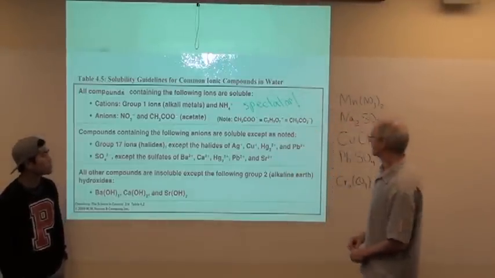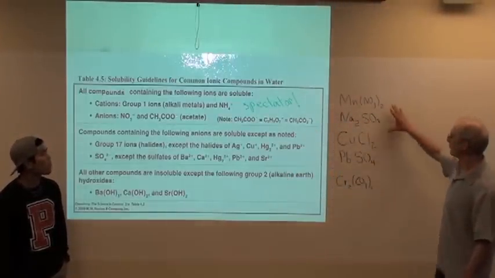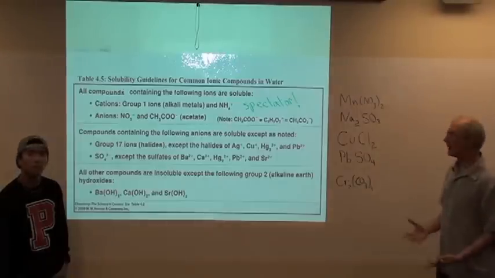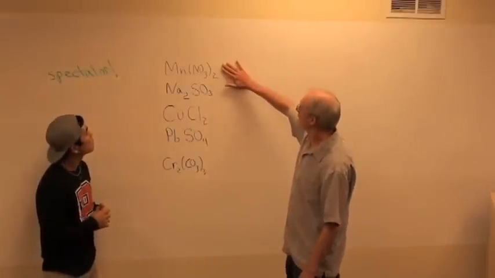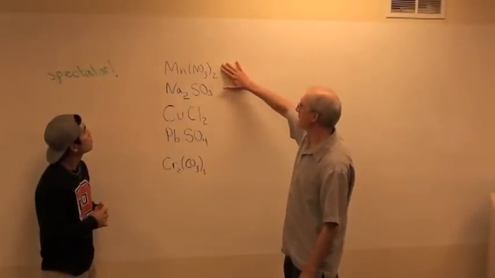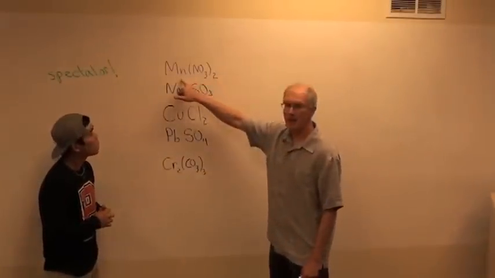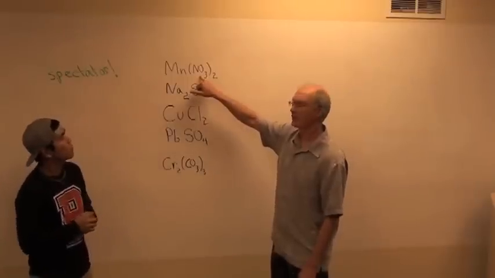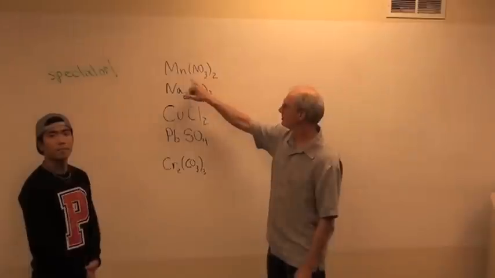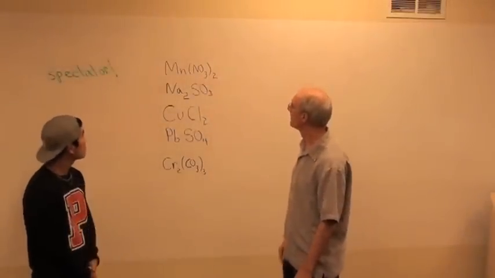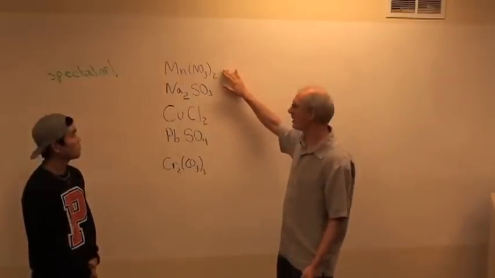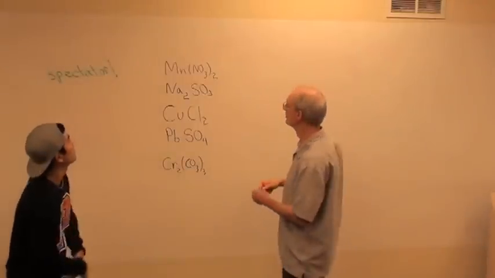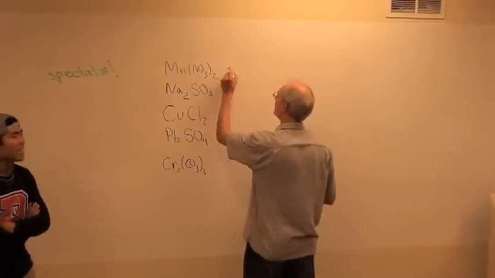And so we have a few examples over here of compounds, and let's use the rules to determine whether they're soluble or not. So, manganese 2 nitrate. I know that that's manganese 2 because I know nitrate has a -1 charge. To balance it, it's got to be manganese 2. Soluble or insoluble? All nitrates are soluble, so that's soluble.